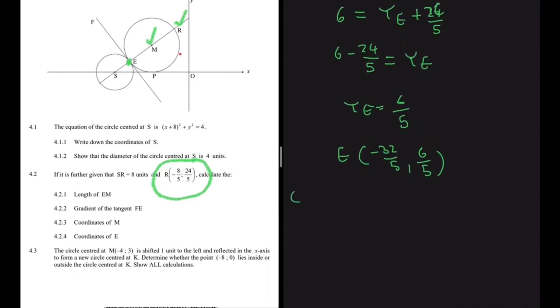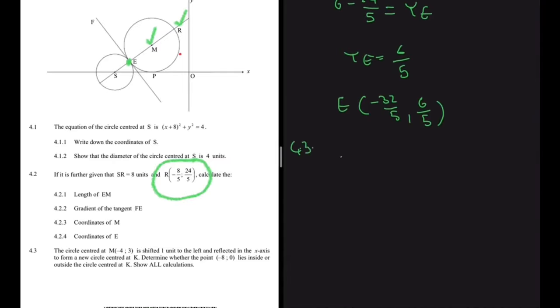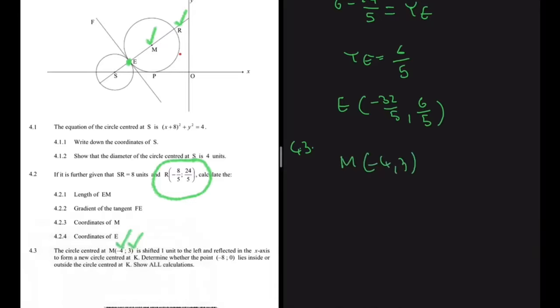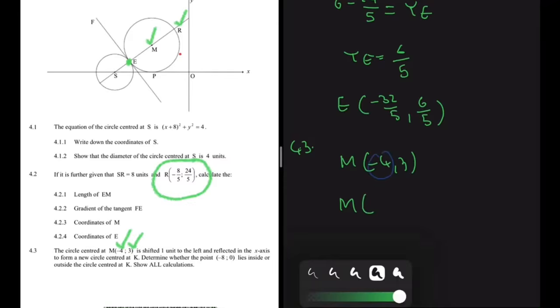Let's do 4.3. 4.3 says the circle centered at M, right? So we have M being minus 4 and 3. And then now on 4.3, they've given you the coordinates of M. Yeah. So it's shifted 1 unit to the left. So let's shift M 1 unit to the left, right? So it was at minus 4, which shifted 1 unit to the left, it will be at minus 5, right?